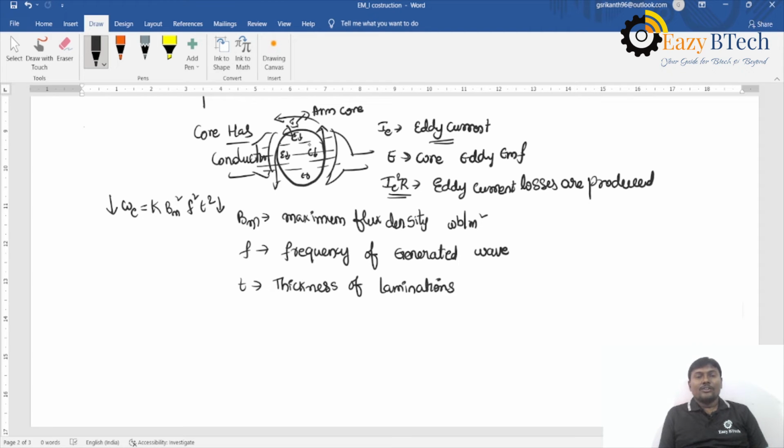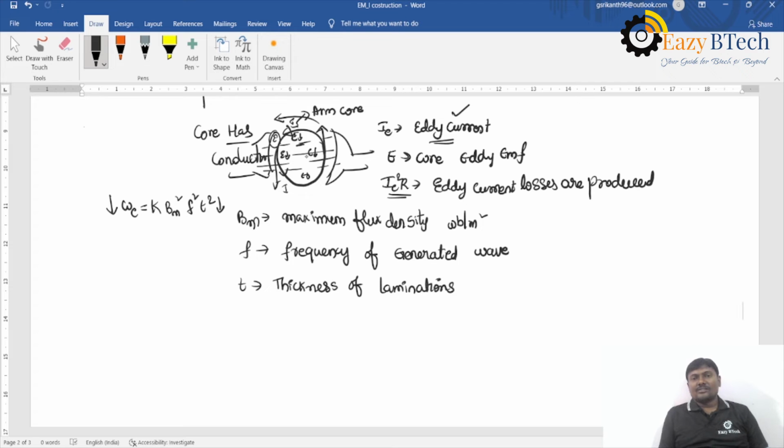Once again, the EMF which is induced in a winding is a useful one. The EMF which is induced in an armature core is a useless thing. The EMF which is induced in an armature core, due to the alternating nature of the induced EMF, which is induced in a core because of cutting action. This induced EMF is called the eddy EMF.